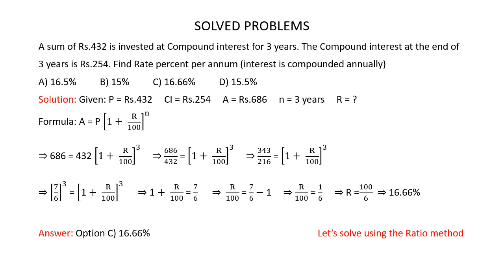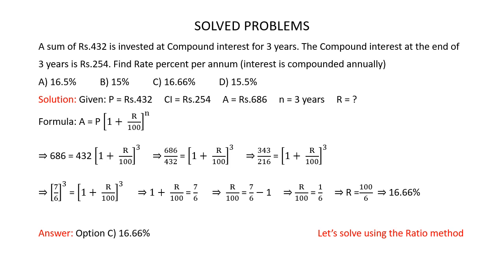So here it's given that the principal is rupees 432, compound interest is rupees 254. This means amount is principal plus compound interest, that is 432 plus 254, which is rupees 686. Time is given as 3 years and we are asked to find the rate of interest. Now it's given that interest is compounded annually. The formula to find the amount when interest is compounded annually is A is equal to P multiplied by 1 plus R by 100 raised to the power n. Substituting all these values in the formula, we get 686 is equal to 432 multiplied by 1 plus R by 100 raised to the power 3.